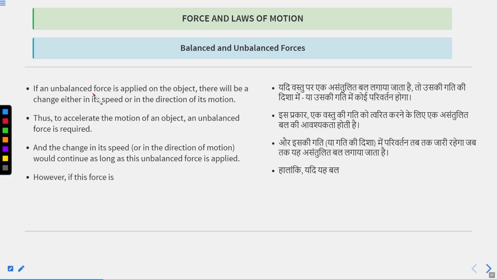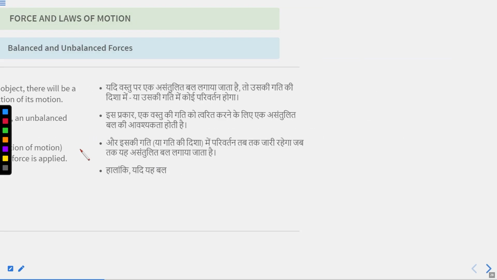If an unbalanced force is applied on the object, there will be a change in either the speed or the direction of the motion. Thus, to accelerate the motion of an object, an unbalanced force is required. If you want to change the speed or the direction of the object, it means you are accelerating the object. To make any object accelerate, you need to apply an external unbalanced force.